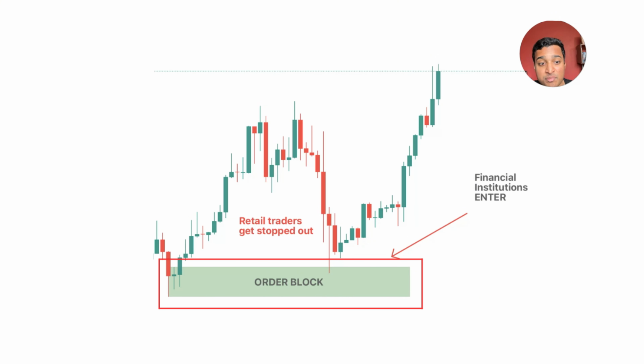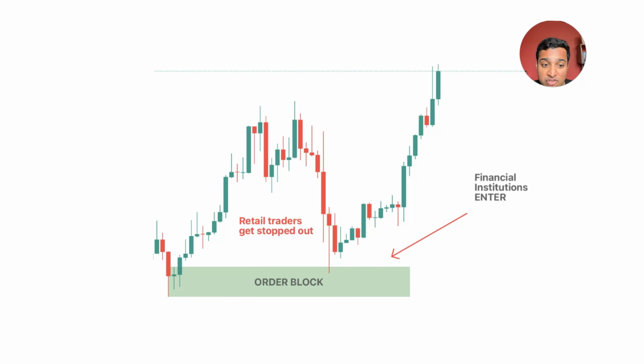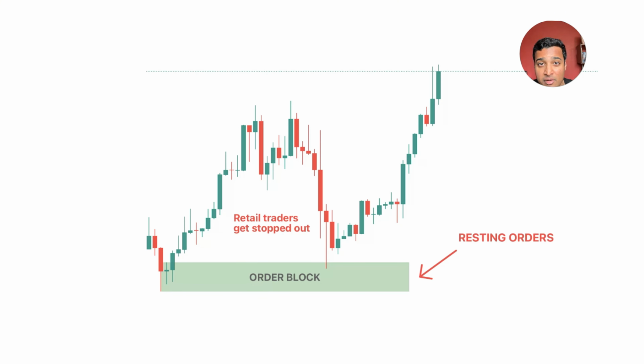And this is where price pauses or has a consolidation. It's where these institutions are quietly buying or selling before the big move up. And in this area, there's usually a large amount of resting orders waiting to be triggered. And that's why when price reaches an order block, there's often a strong reaction or a bounce.